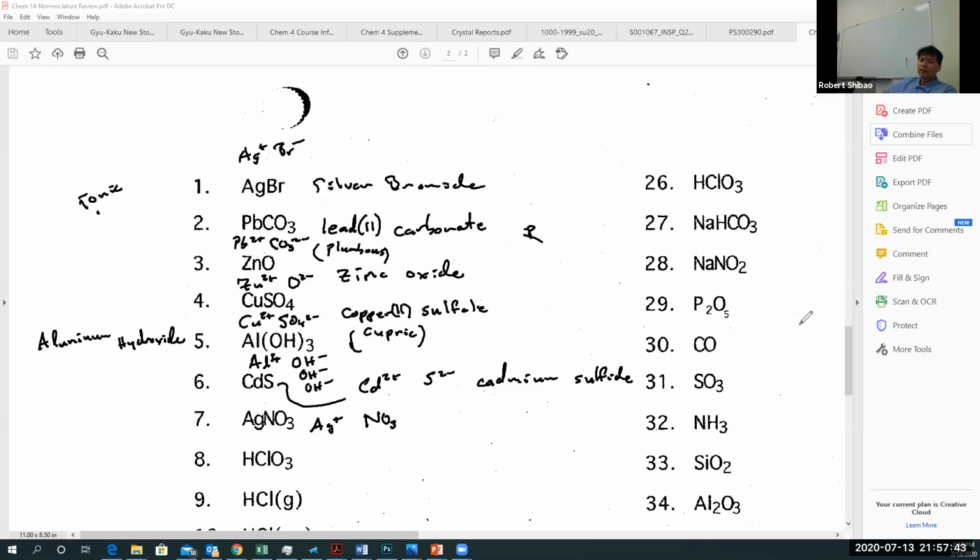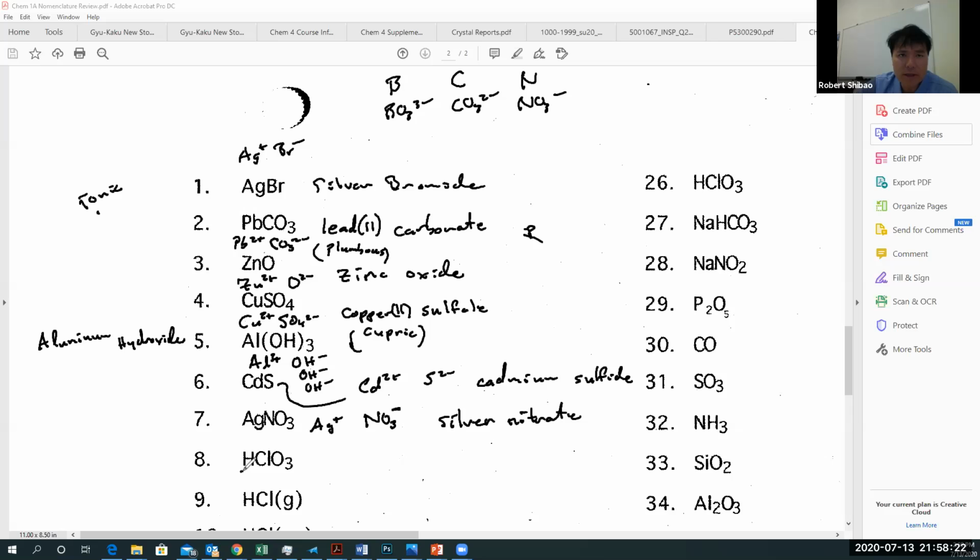Then we go from boron to nitrogen. Actually, what do we do? No, I think I got that wrong here. Let me look. So borate is BO3, 3-. Then carbonate is CO3, 2-. And the nitrate is NO3-. So NO3's got to be minus, and this would be nitrate, right? And so this is silver nitrate.